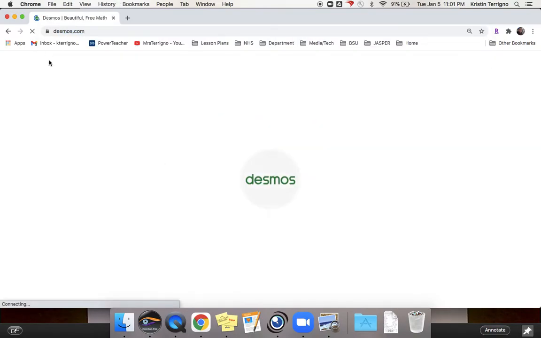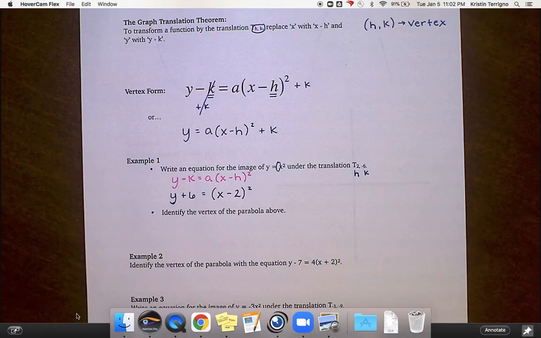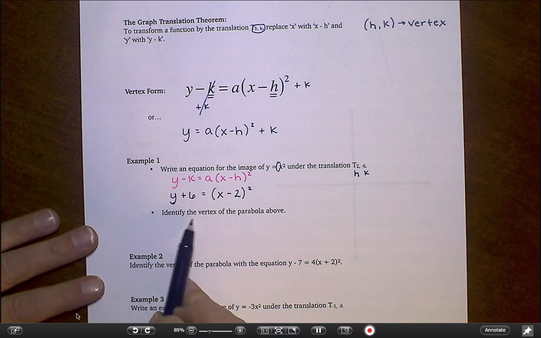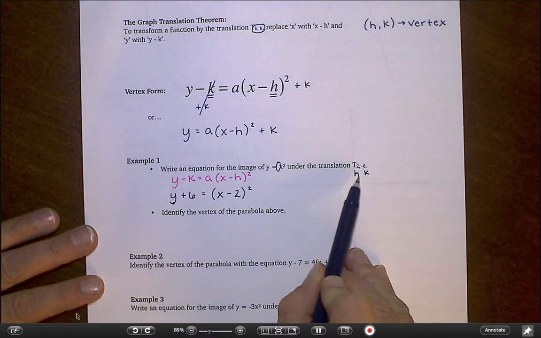Take a look at that on a graph so you can see the translation happen there. Sorry, this is taking a long time. I guess while I'm waiting for that to load, let's go back here. We can do this question real quick. Identify the vertex. We already did.